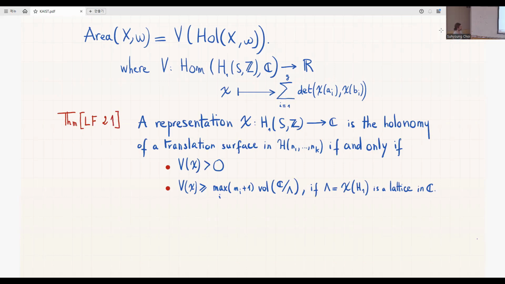And that's almost the only obstruction, meaning that the representation χ is the holonomy of a translation surface in H(n_1, ..., n_k) if and only if v of χ is positive, and an extra condition, which is that v of χ is bigger than the maximum of n_i plus 1 times the volume of C over Λ, if Λ, that is the image of χ, is a lattice. Okay, so either the image is not a lattice and we have just the first condition, or the image is a lattice and we have a bit more. Okay?